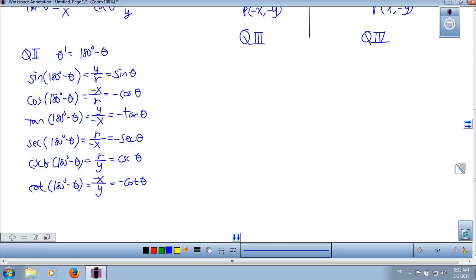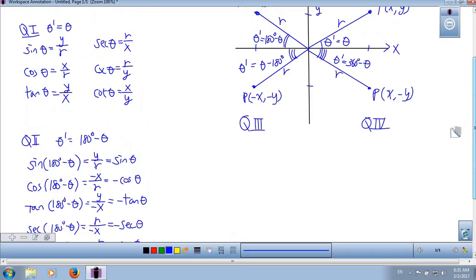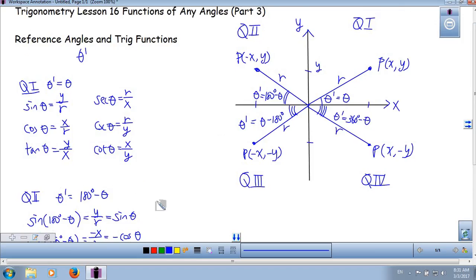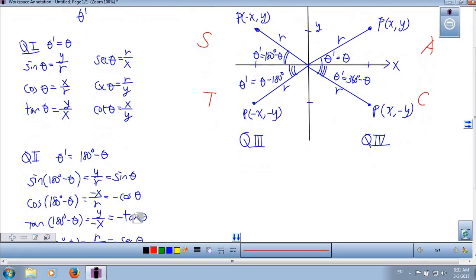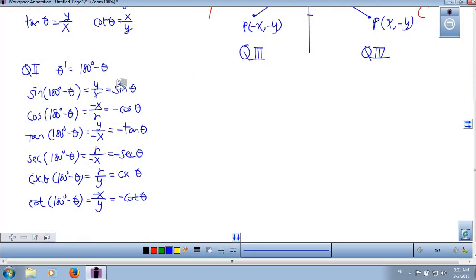Now if you look at this, you should remember something. Remember our acronym ASTC? Let me go ahead and put back our acronym here again. All Students Take Calculus, right? ASTC in each quadrant. And as you can see, in the second quadrant, only sine is positive. Sine and its reciprocal are positive. Look at that. In the second quadrant, only sine and cosecant remain positive. Everything else becomes the opposite of what they were in the first quadrant. So this is consistent with what we have talked about before. You've got to remember that.